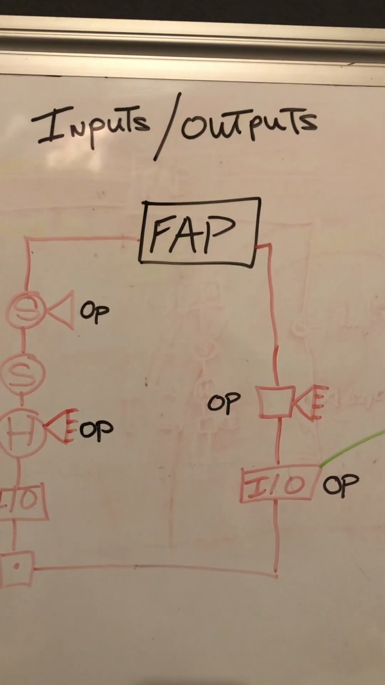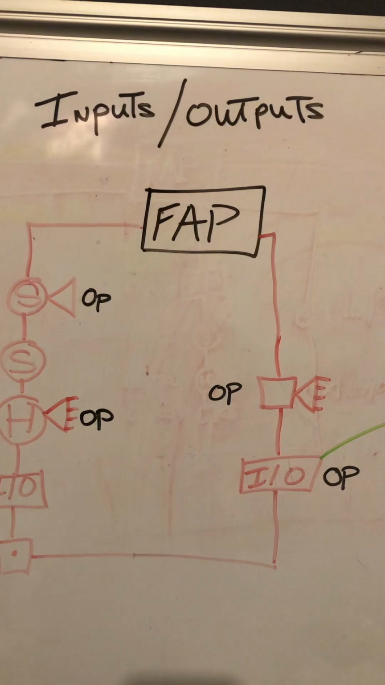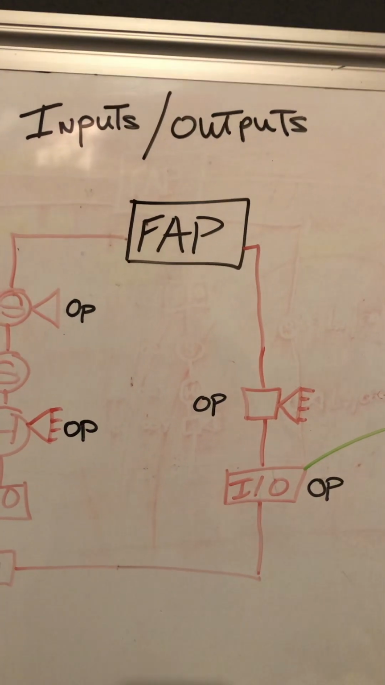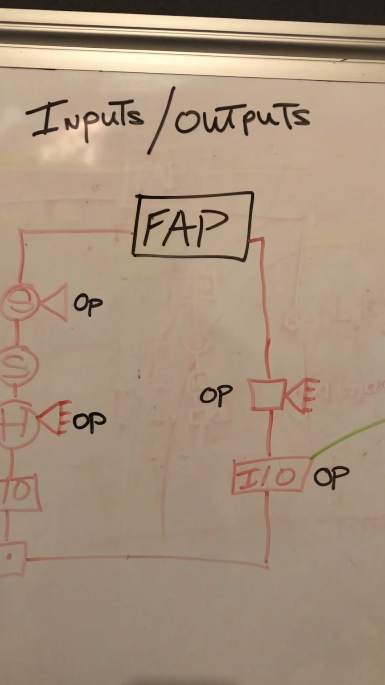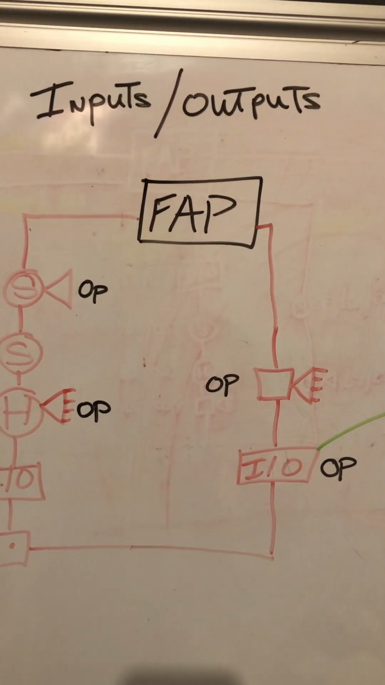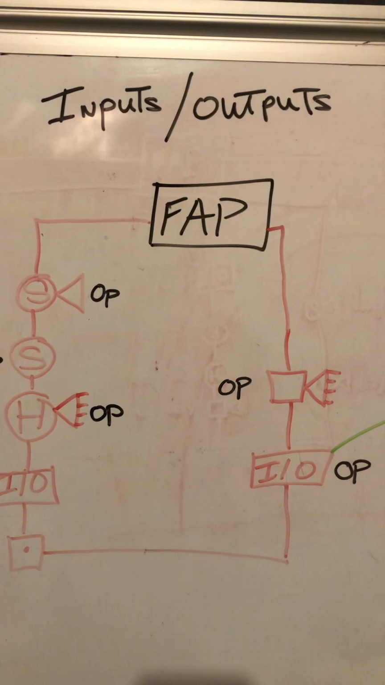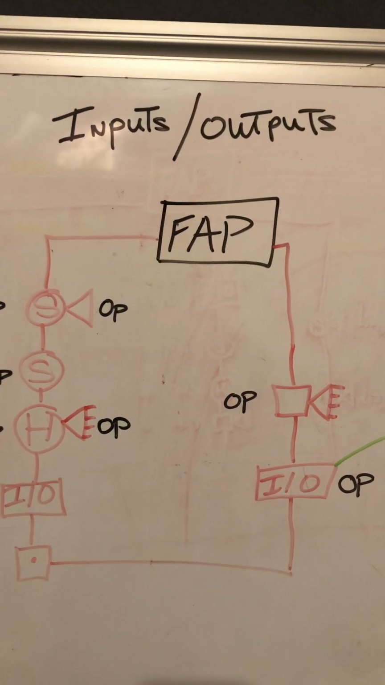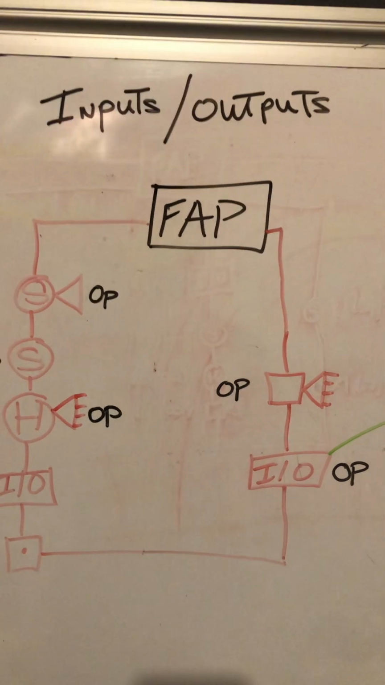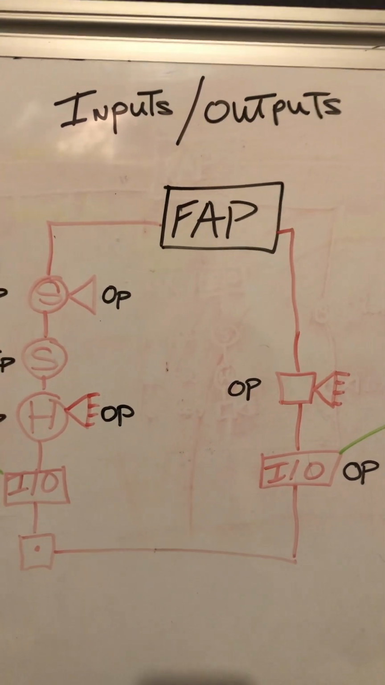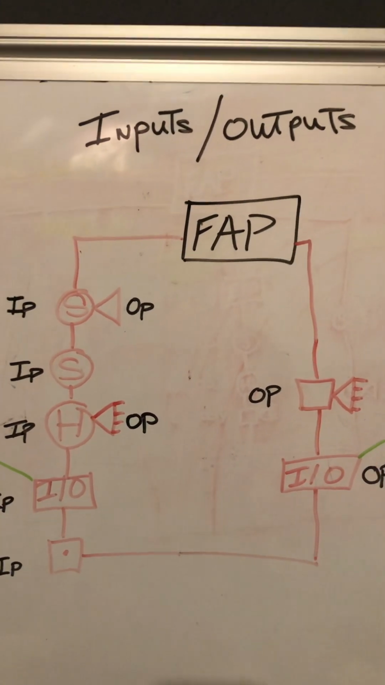Outputs is basically the fire alarm panel telling something what to do. Like a sounder, the fire alarm panel will tell that sounder to sound, so output. Or a relay in an I/O unit, the fire alarm panel will tell the I/O to open or close, so output. I'll just run through this wee diagram we've done.